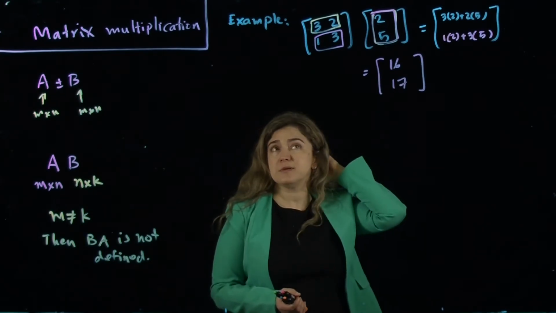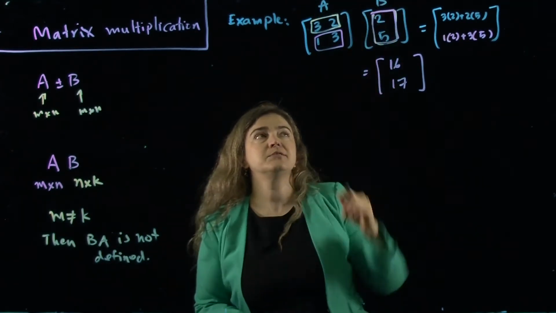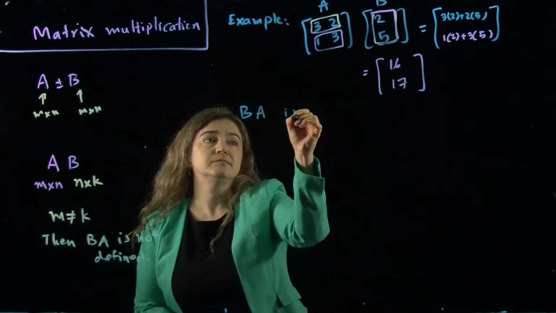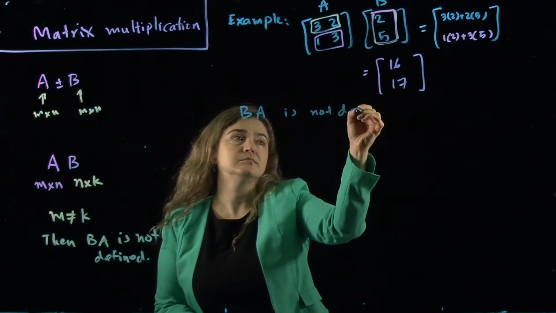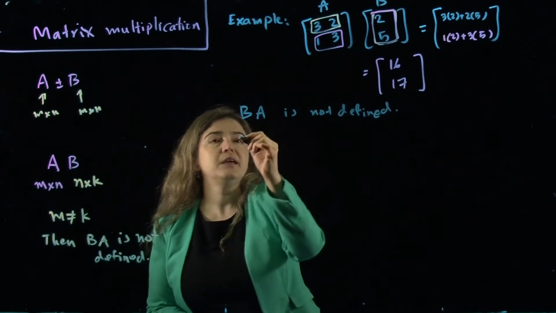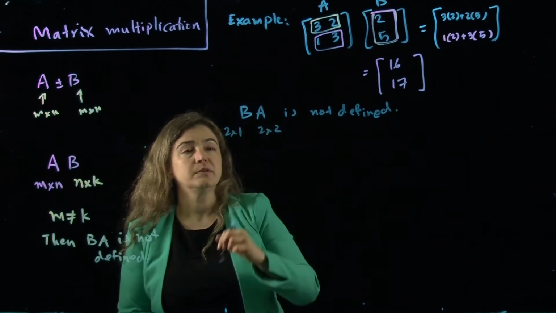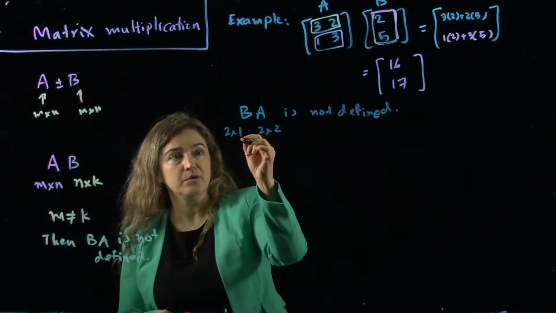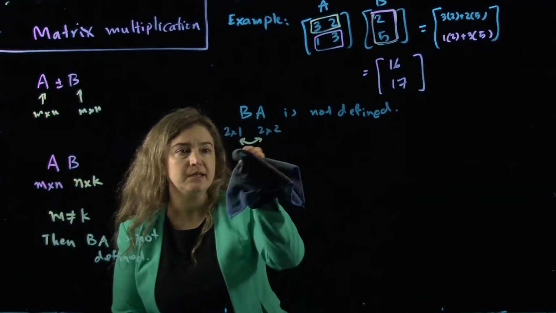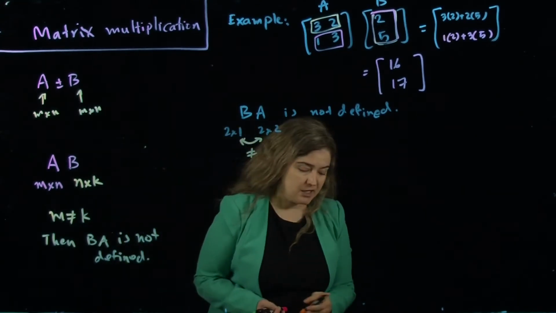In this specific case, let's say this is matrix A, and this is matrix B. Matrix BA is not defined, first of all. Why? Because B is 2 by 1 and A is 2 by 2, and these two are not the same. When they're not the same, the multiplication is not defined.